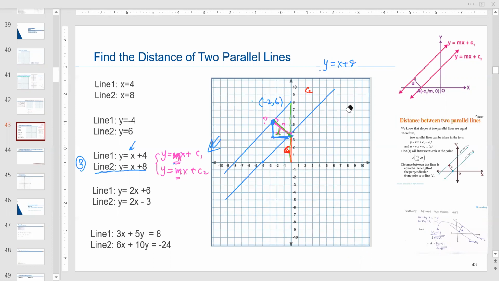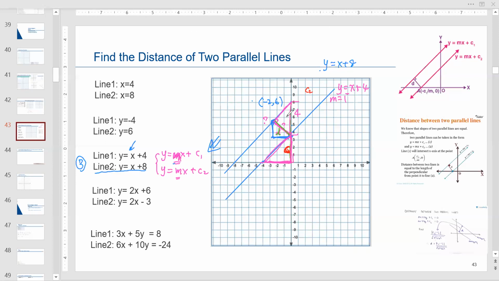Okay, you can see the triangle. One triangle is this one, and we know the distance here is 4, right? And another one is based on these triangles. We know the slope of this one is 1, because of y equals x plus 4. So the slope is 1, which means this side and this side are the same.